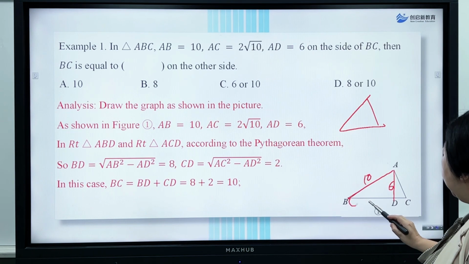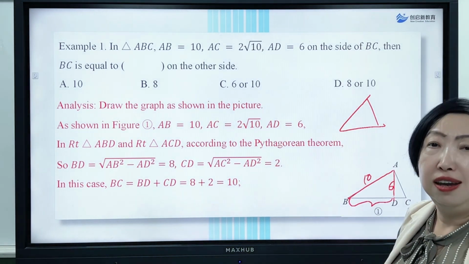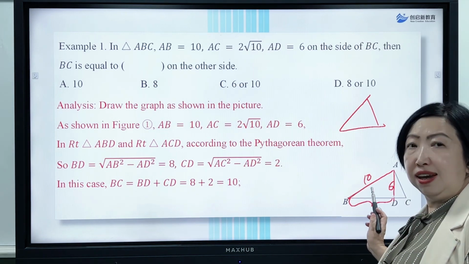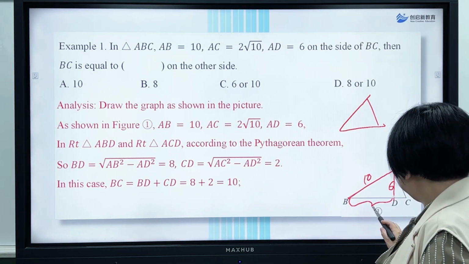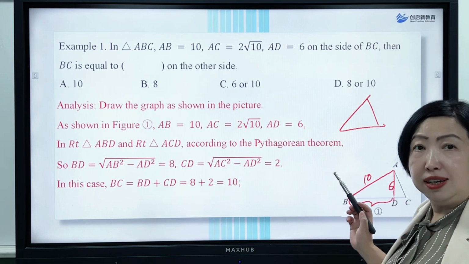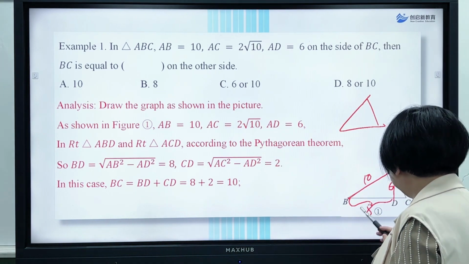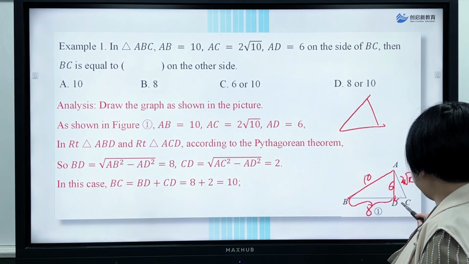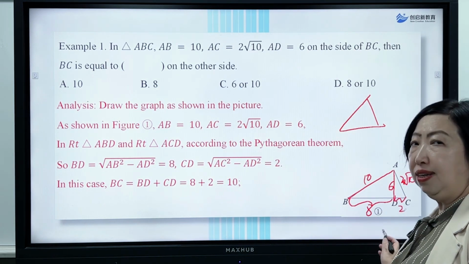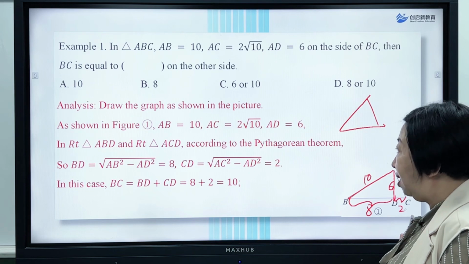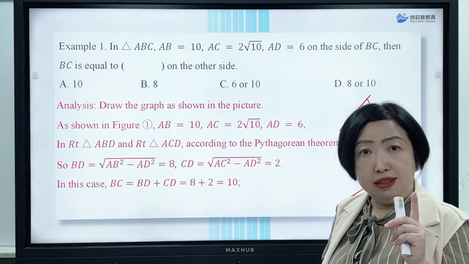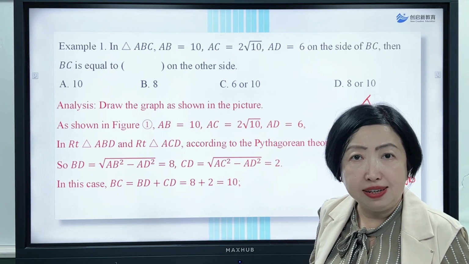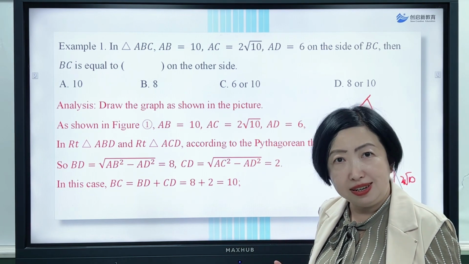6. Of course, BD equals the square root of 10 squared minus 6 squared, the root of 64. Here is 8. And here is 2 root 10. Of course, here is 2. Then BC is 10. Is it the only answer, or is there another answer? We have to pay attention.